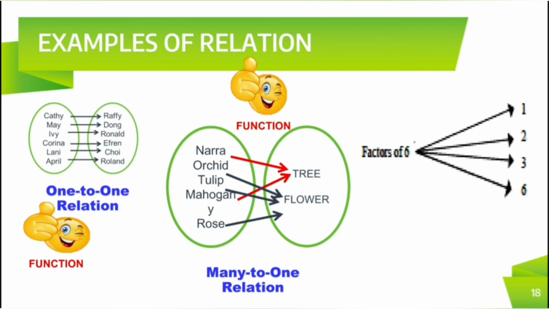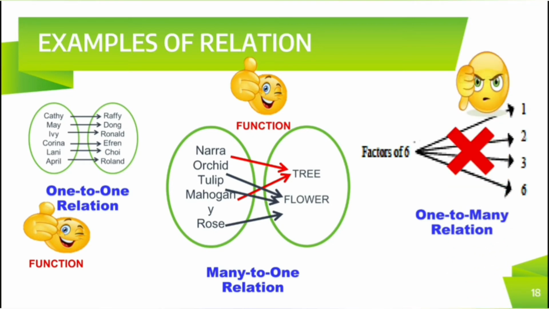Next example is factors of 6. The factors of 6 are 1, 2, 3, and 6. Ito po ay one-to-many relation. At function po ba ito? Hindi po. Yung one-to-many relation ay hindi po function. Kasi po, yung x na paired siya sa maraming numbers. Okay?